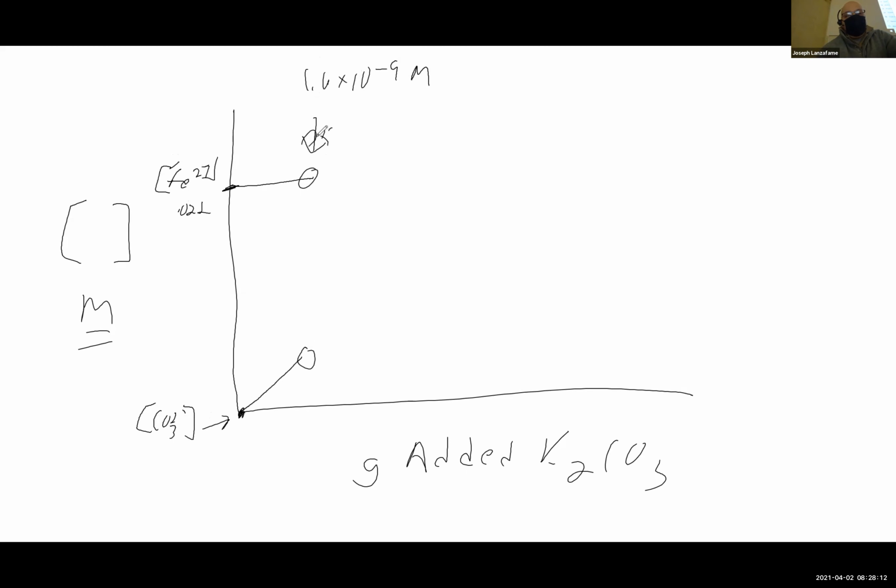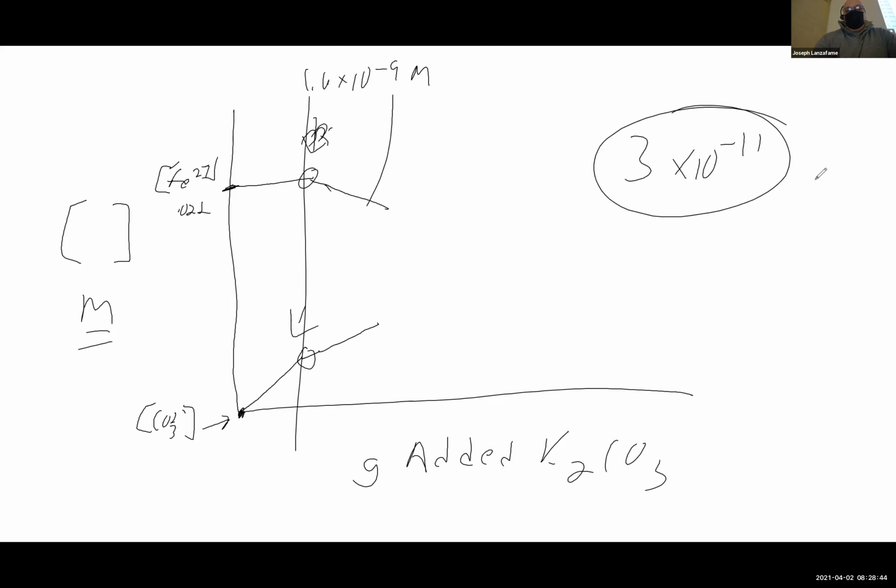I shouldn't put this arrow here, right? At that point, I've reached the maximum concentration of ions I can have for this equilibrium. If I keep adding potassium carbonate, this has to start decreasing, which allows this to keep increasing, right? Because again, in the end, from this point forward, the iron times the carbonate is always 3 times 10 to the minus 11.